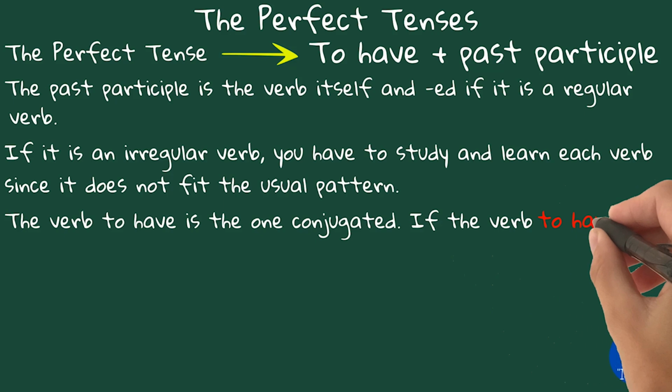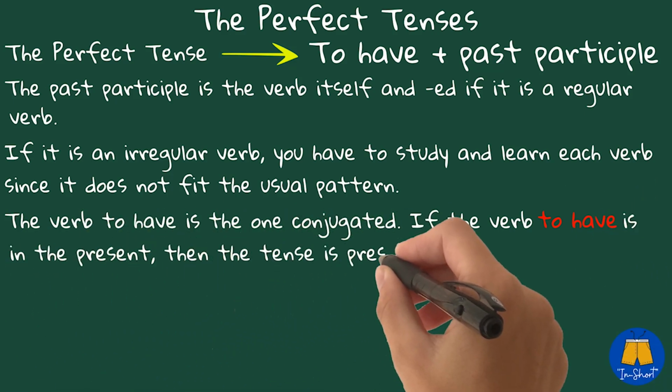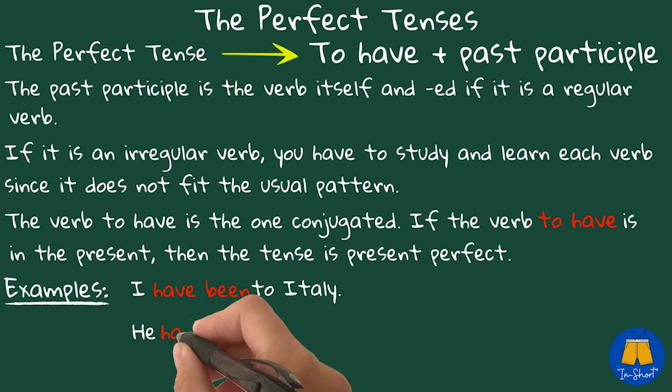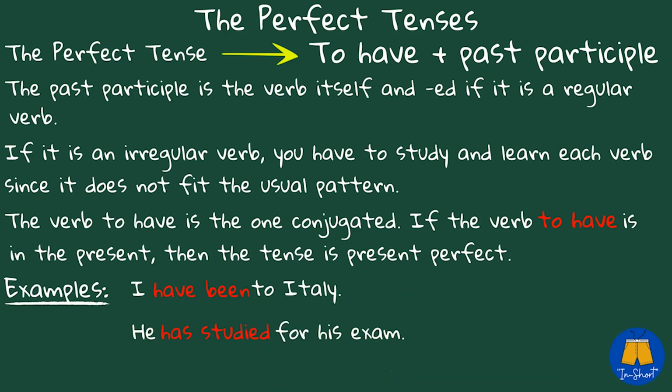If the verb to have is in the present, then the tense is present perfect. I have been to Italy. He has studied for his exam. We can see that there are two forms of the verb to have in the present, have and has. These two sentences are in the present perfect because the verb to have is in the present and they all mean that the action happened before now.